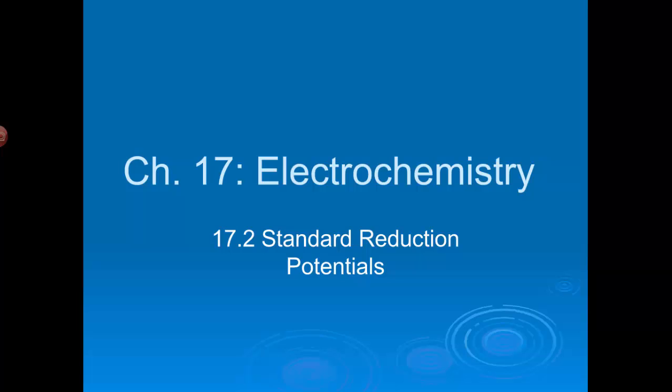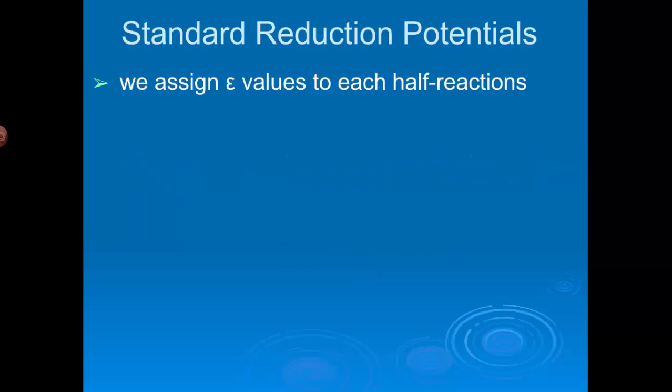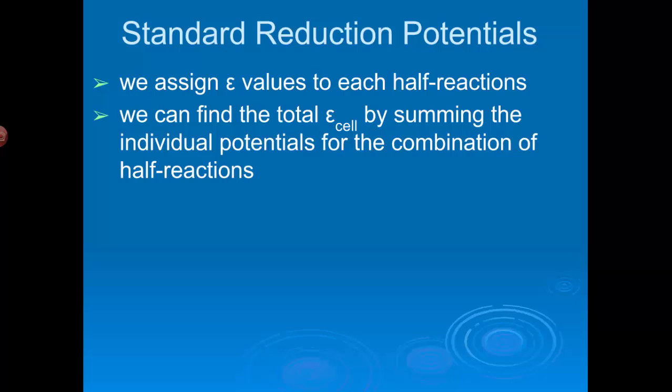So let's take a look at how we get E cell. We need something called standard reduction potentials. Each half reaction gets a value of a number of volts involved in that half reaction. The total E cell, the total cell potential of a galvanic cell, is the sum of the individual potentials for the half reactions. Okay.